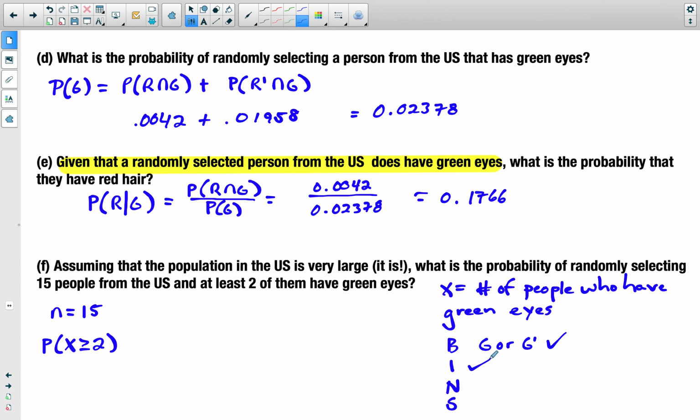Independent. Well, I am sampling from a finite population without replacement, but that population is very, very large. So selecting 15 people, the probability of selecting another person with green eyes, given that you selected the first person with green eyes, would be very insignificant, very small. So I can assume a level of independence because of the population being so large. My sample size is 15. And my probability of success, what's the probability somebody has green eyes? I believe we calculated that. It's right up above, 0.02378. So I've met the requirements for a scenario to be binomial.